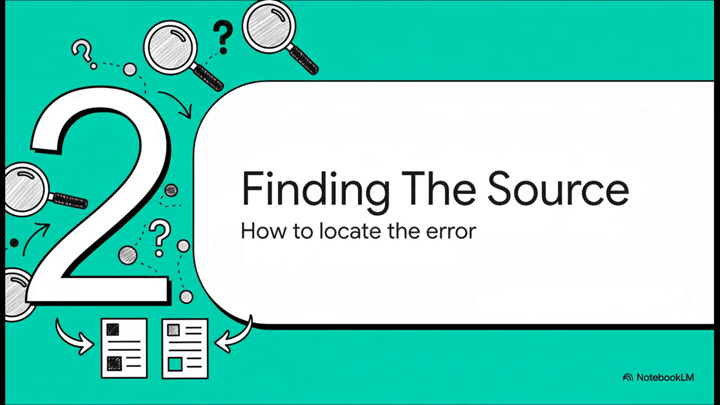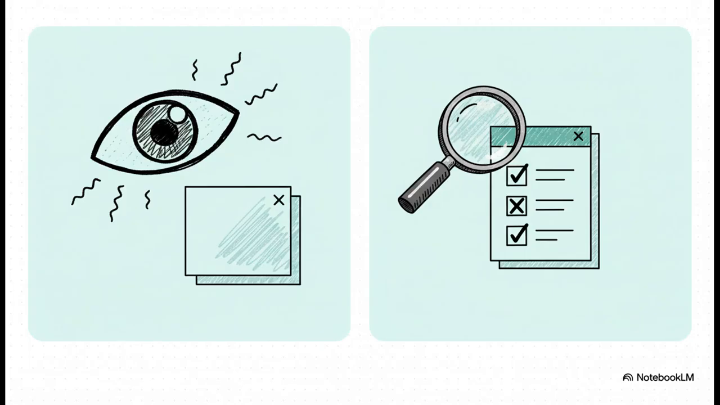All right, so we know what it is. Now for the fun part, the detective work. How do we actually track down the exact cell that's causing all this trouble? Well, lucky for us, Excel leaves a couple of big clues. You've got two main ways to hunt this thing down.